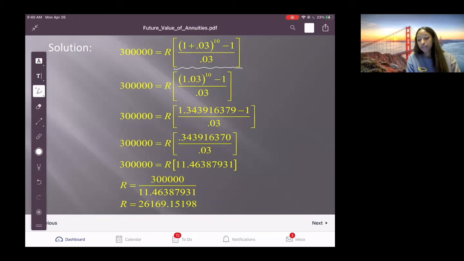That simplifies to 0.343916370. And then if we divide that by I, we end up with 11.46387931. Now to solve for R, we need to divide by this. 300,000 divided by 11.46387931 tells us that our payments should be $26,169.15.